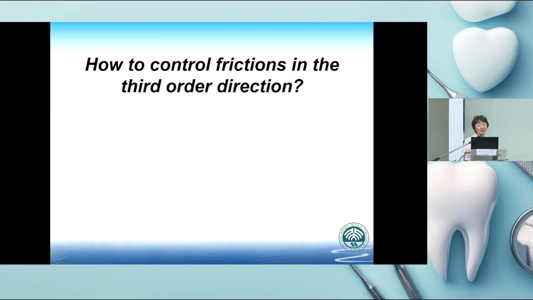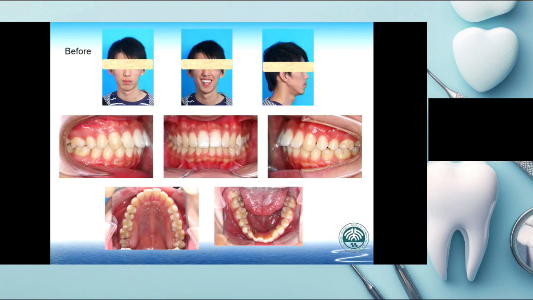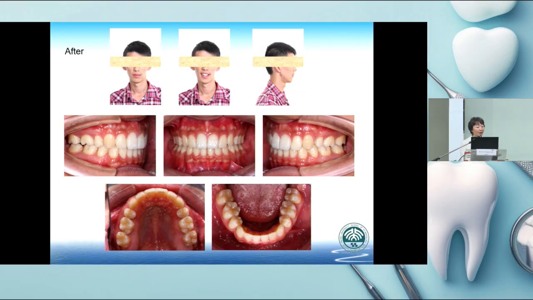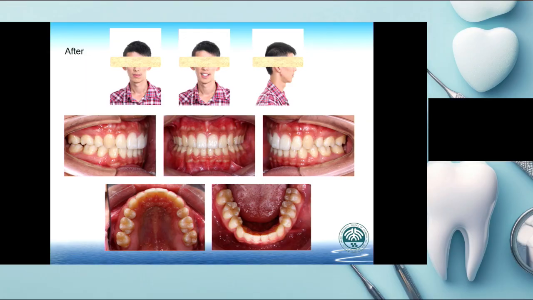And next, we talk about how to control the frictions in the third order direction. Let's have a look at this patient. These are the initial photos. Bimaxillary protrusion, with four bicuspid teeth extracted. And that's the after. But what happened between the before and after?